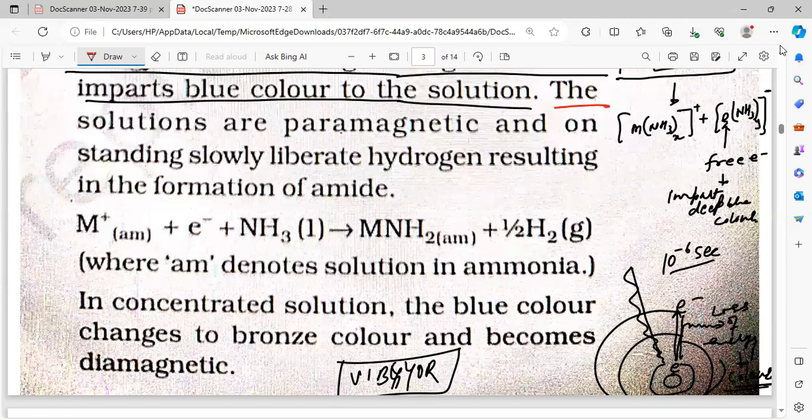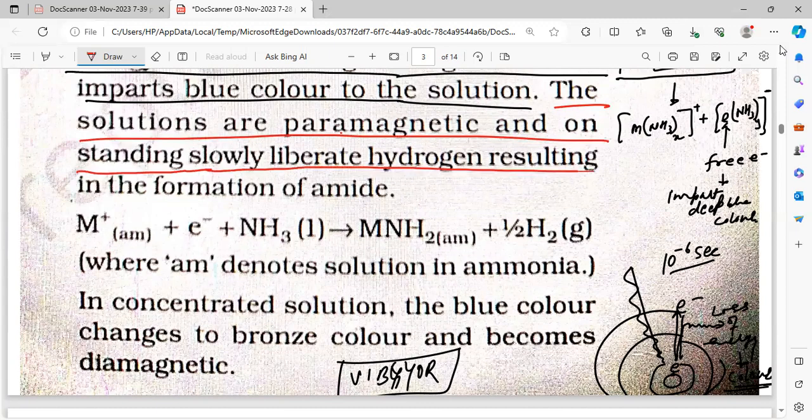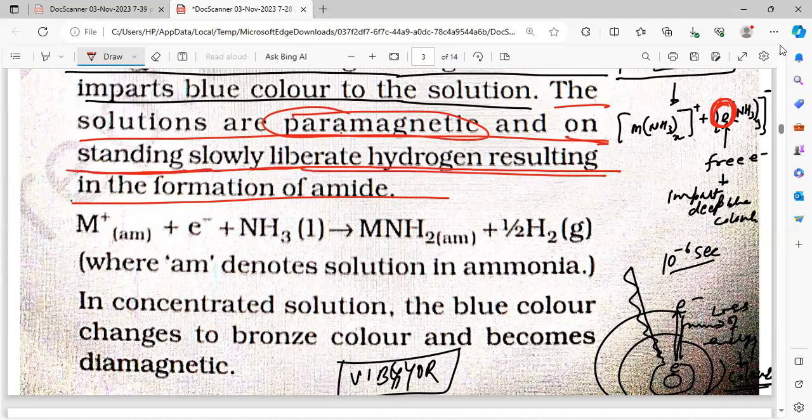See, the solutions are paramagnetic and are strong reducing agents, and on standing slowly liberate hydrogen resulting in the formation of amide. So what is the problem they are saying? The solution will be paramagnetic, because this electron is free, one unpaired electron is there. So the solution is paramagnetic. Now, another point: on standing, it slowly liberates hydrogen resulting in the formation of amide.